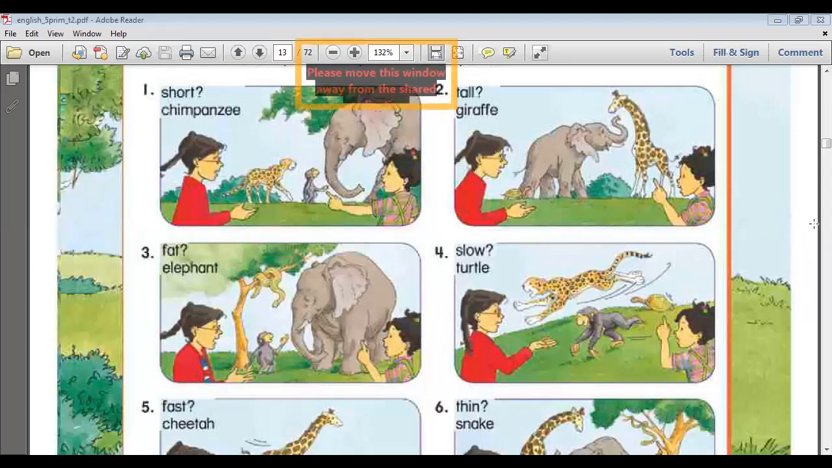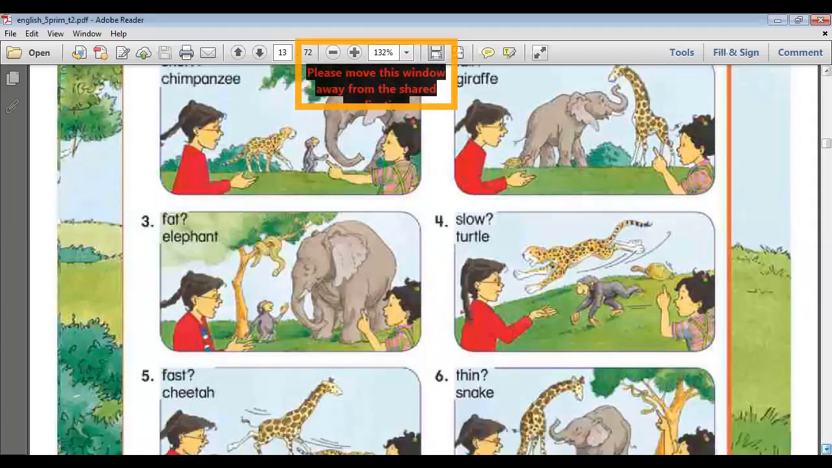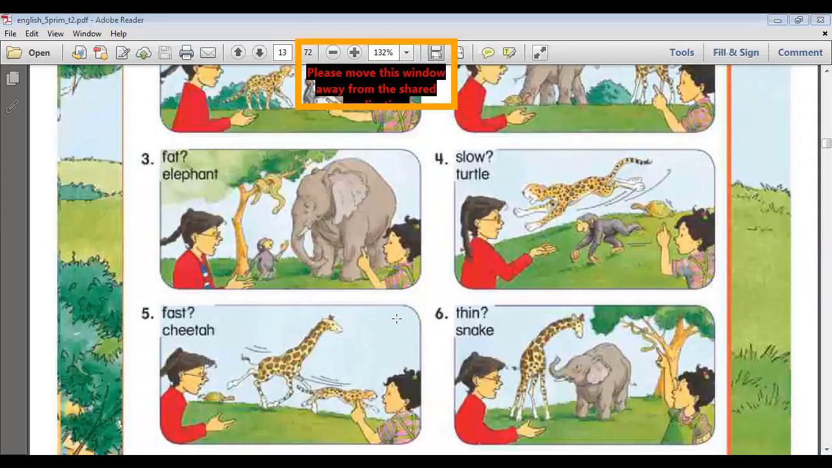Let's take number four. Slow and turtle. Omar Muhib. Omar, please think of a question and an answer for number four. Okay. Yes, take your time. Not take your time very much. I mean, I will give you a few seconds to think of it because, as you see, it's very easy. Okay, which is slower? The turtle is the slowest. Which is the slower? The turtle is slower than the cheetah. Okay, it's correct. You can also say, which is the slowest animal? The turtle is the slowest one. Both are correct. Thank you very much, Omar.